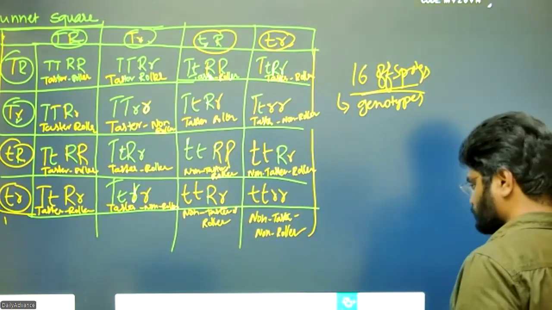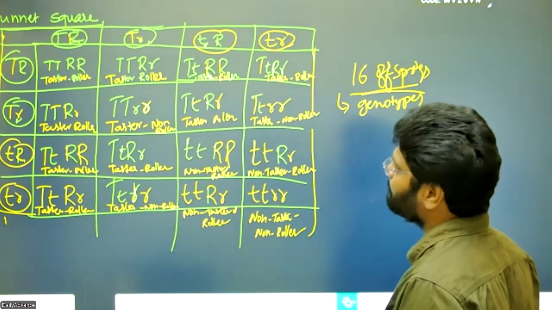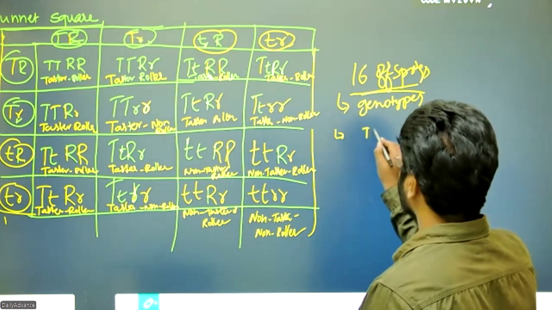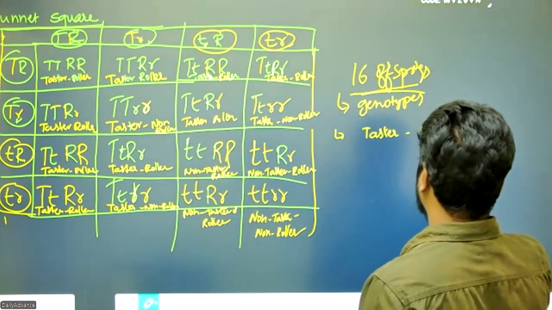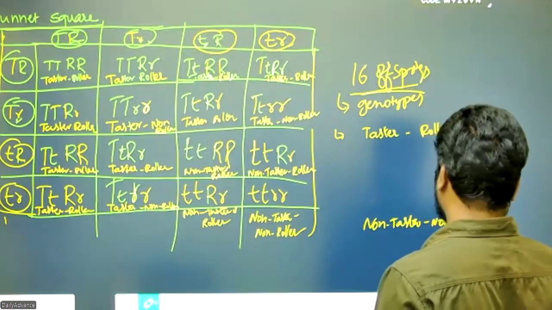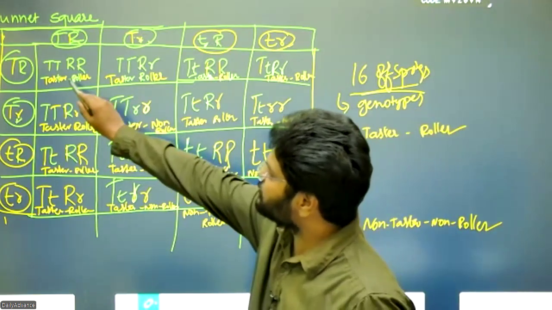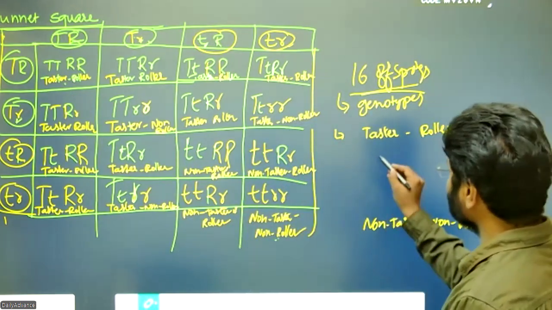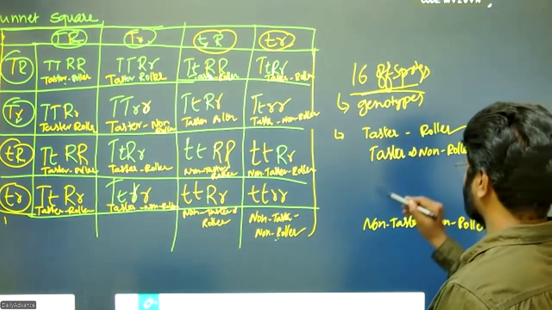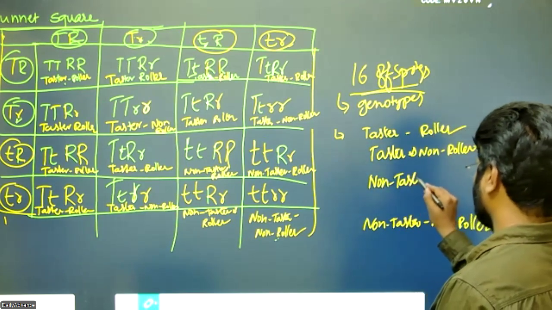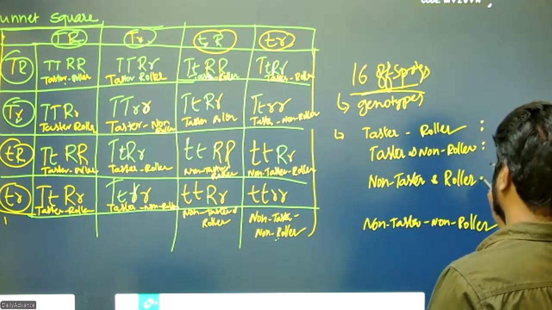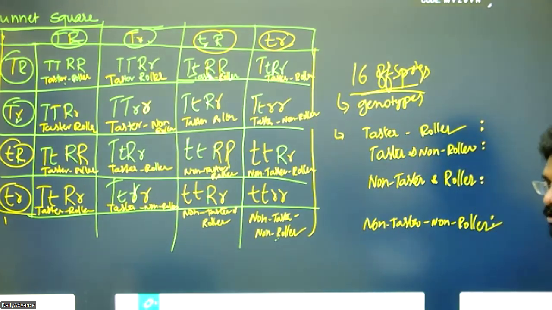So phenotypes are taster, roller. Okay, non-taster, non-roller. So first one taster, roller, last one non-taster, non-roller. In between taster, non-roller, non-taster and roller. So these are all the phenotypes. So genotypes are 16, phenotypes are 4.